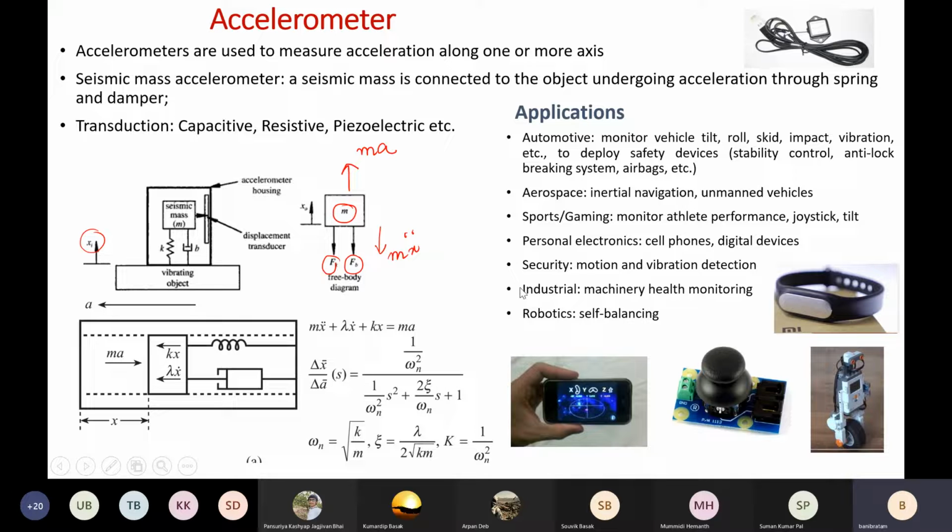Okay. So simply, if you calculate X(s) by A(s), it will be a function of m, lambda, k like this. But those m, lambda, k, we have combined them. Instead of denoting them using 3 parameters, we have denoted them using only 2 parameters. One is omega n and another is zeta. Obviously, omega n and zeta are functions of k, lambda, and m.